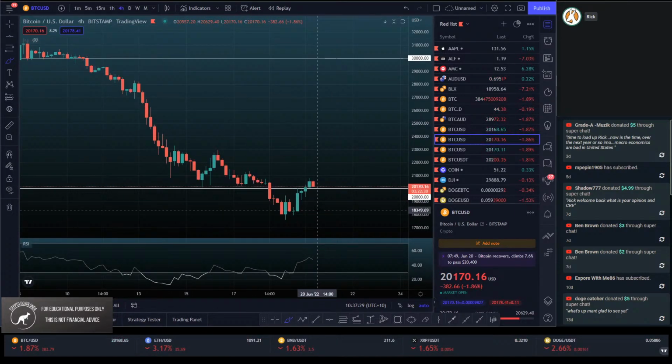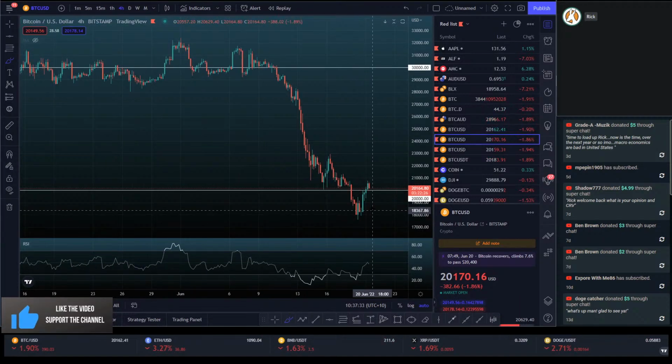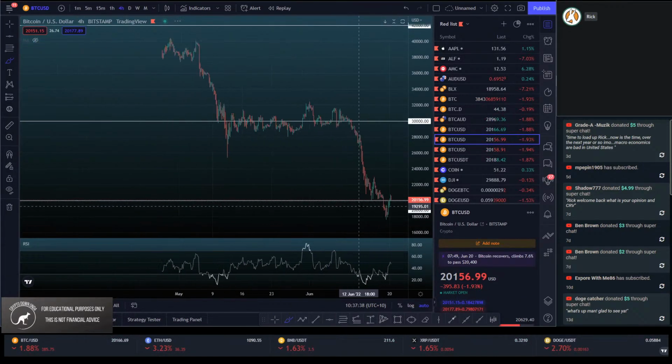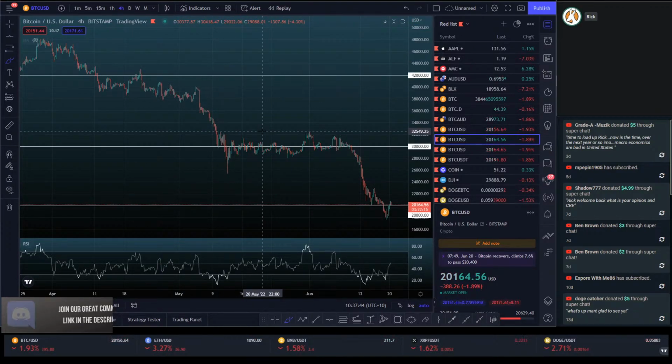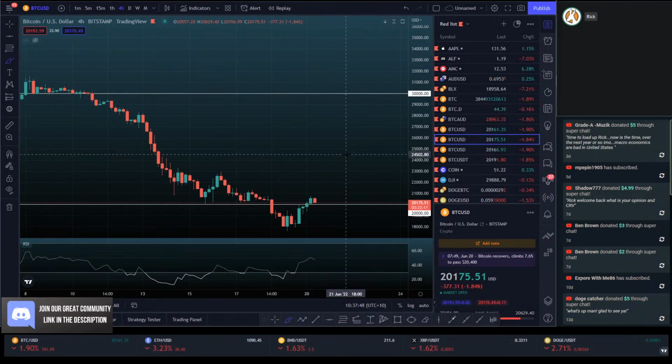Let's go to the 4-hour chart. Just going by the trend and how things have been going, I'm pretty sure we're going to be hovering around 20. There's going to be dips below 20, and there's going to be little pushes above it too.